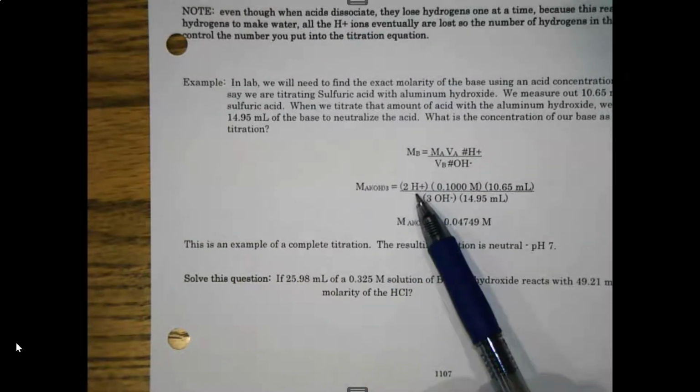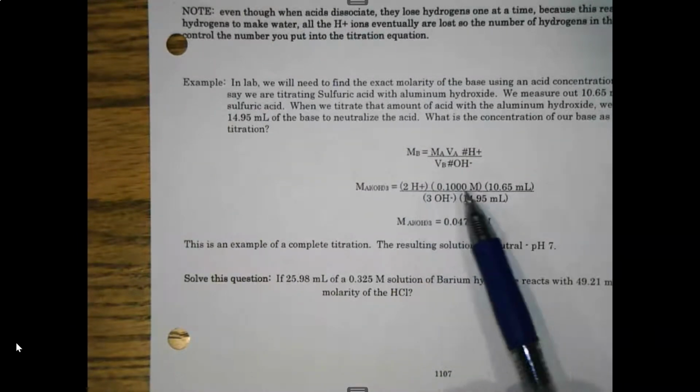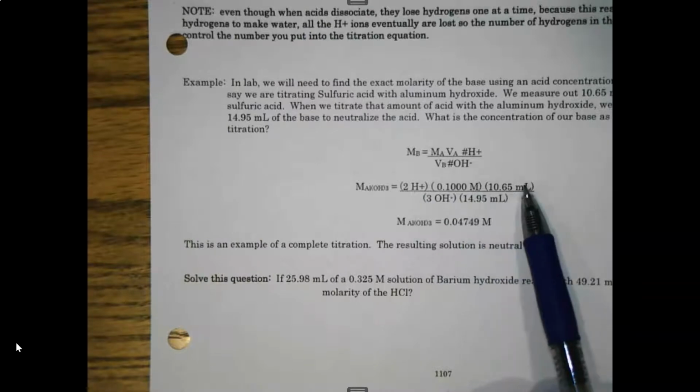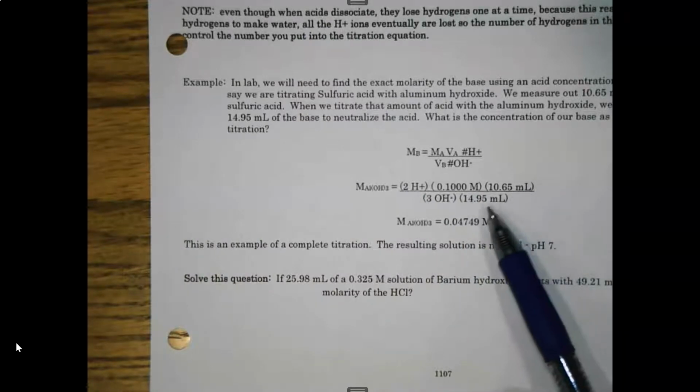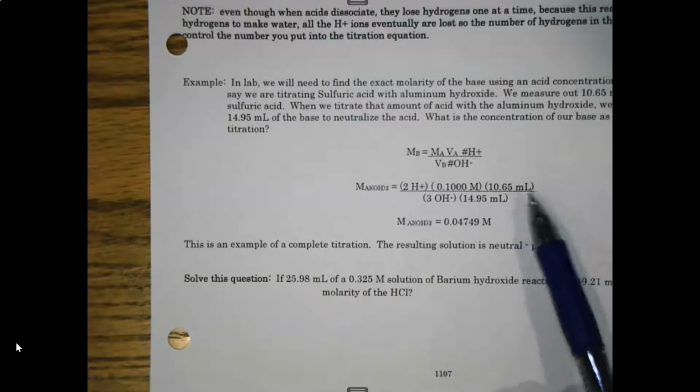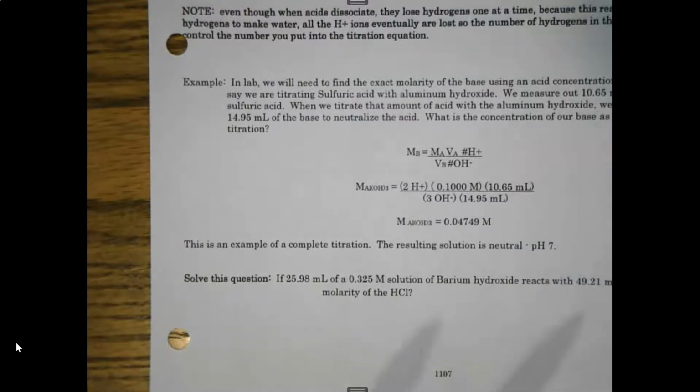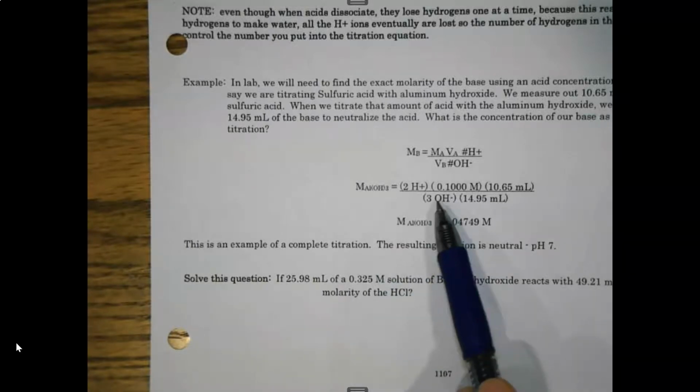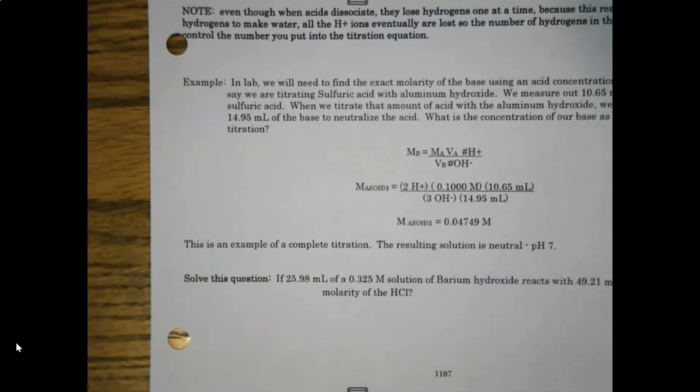So I've got 2 H pluses from the sulfuric acid times the molarity times the volume. And just like in dilution, I don't actually have to make the volumes liters. As long as both of them are milliliters, unit-wise, they'll cancel out. I'm going to divide that by 3 moles of hydroxide and 14.95 milliliters of aluminum hydroxide. So what do I wind up with? I wind up with a molarity that's 0.04749. So it's as simple as that.